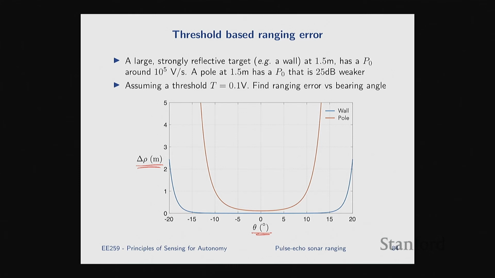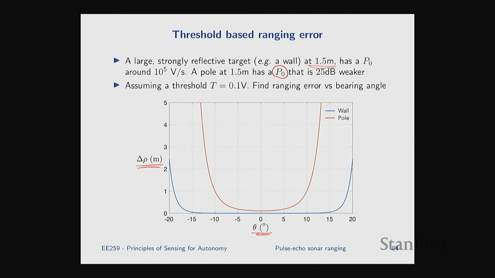The other one is a target with very low acoustic reflectivity, like a thin pole, for instance. And both are at the same range. So we're fixing rho at 1.5 meters, and we're just changing the angle of the targets. So the difference is one of the targets has a very large P0, and that's the wall, for instance, and one of them has a very small P0, which is the pole. That's the reflectivity of the target.